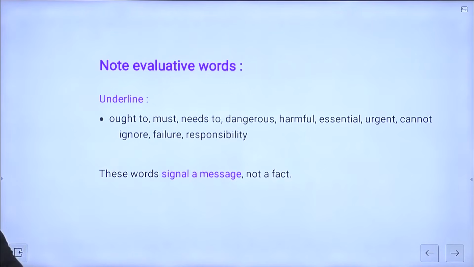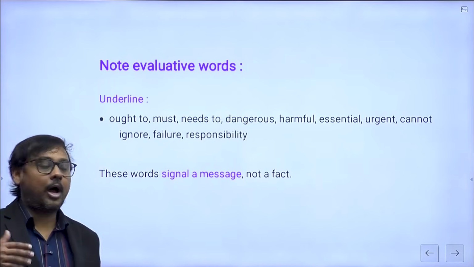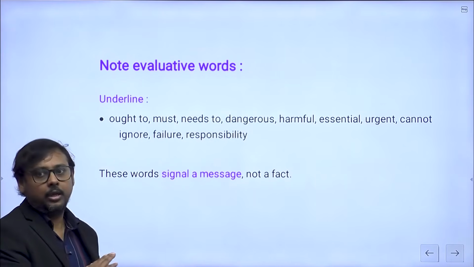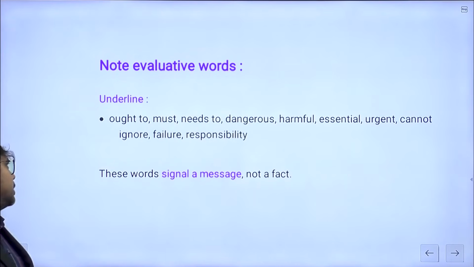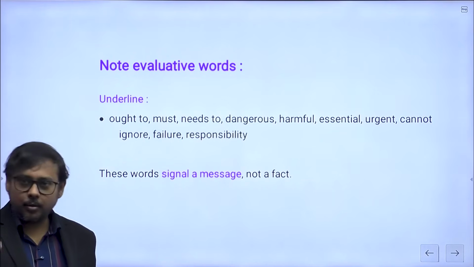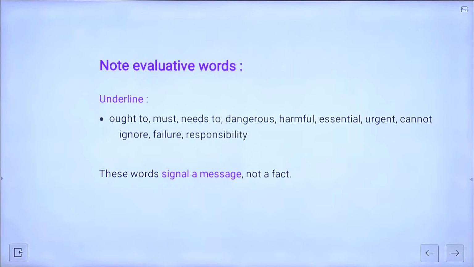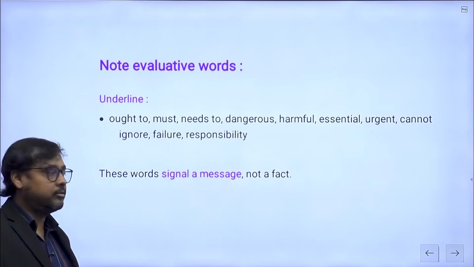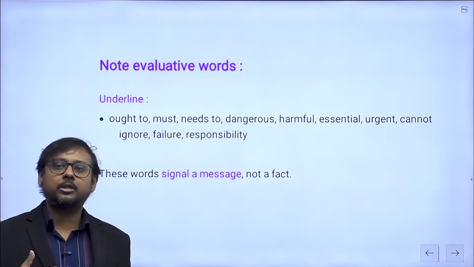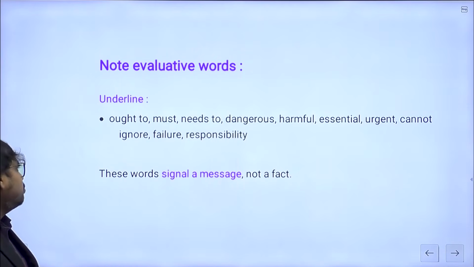Now we have to make a summary in this case also. Not a summary. You have to ask the question: what is the author trying to say. Now this is very important. And if you do this one, you will not get a message-based question incorrect. You have to underline the evaluative words. This is the only new thing that you have to do. You have to underline the evaluative words, those sentences which have these words: ought to, must, needs.